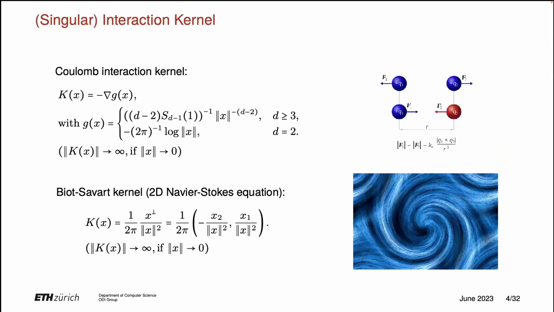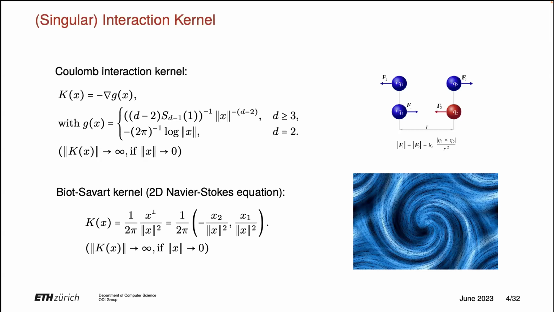Now that we have introduced the McKean-Vlasov equation, let's consider some special instances of the interaction kernel, which are singular and of great importance. The first interaction kernel that we'll consider is the Coulomb interaction kernel, where K is given by minus gradient G, and G is given in this form. If you are familiar with the Poisson equation, you know that G is the Green function of the Poisson equation, where the input is the Dirac function at the origin. Here I'm specifically focusing on the repulsive case.